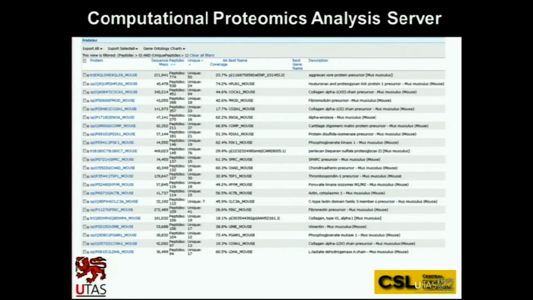So when we've completed the database searches, the peptide data is uploaded to the server, a LabKey server, and this just shows in one particular sample a list of proteins that were identified, and it's been ranked according to the number of peptide spectrum matches.